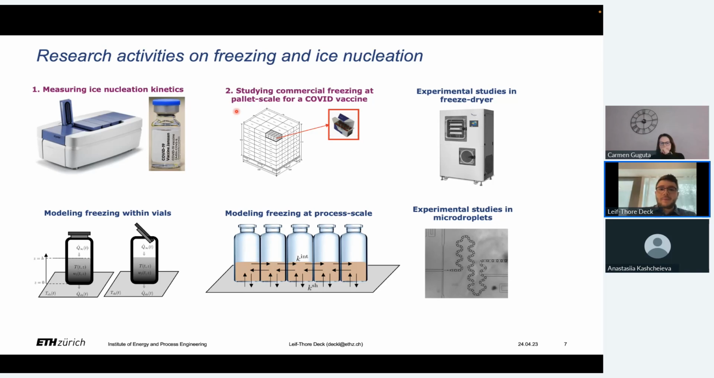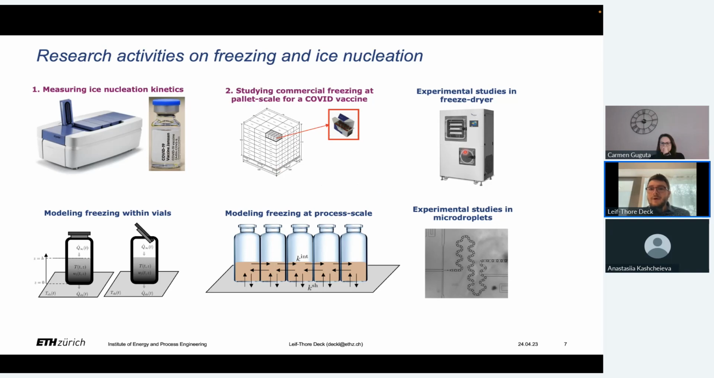Now you see a couple more points here on this slide, and I would like to highlight that we have actually quite a few research activities here. So in order to come up with this large-scale mechanistic freezing model for pallet freezing, we actually had to build up complexity in multiple steps. So first we looked into freezing within a single vial with spatial resolution. Then we were simulating freezing at process scale with a large but not very large number of vials that actually interact with each other. And then we went up to the pallet.